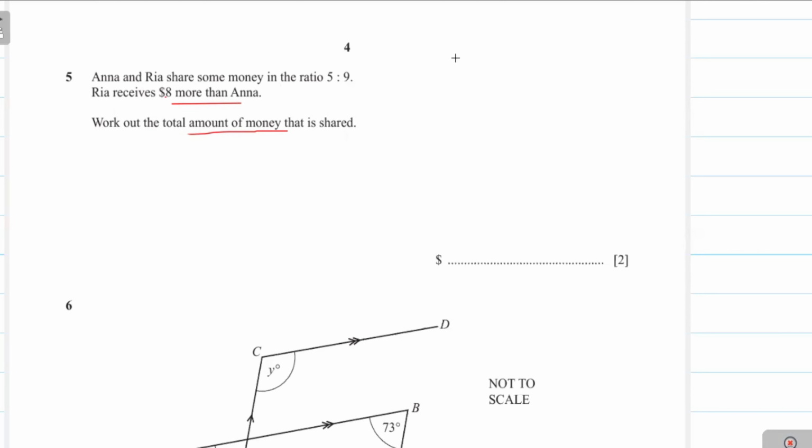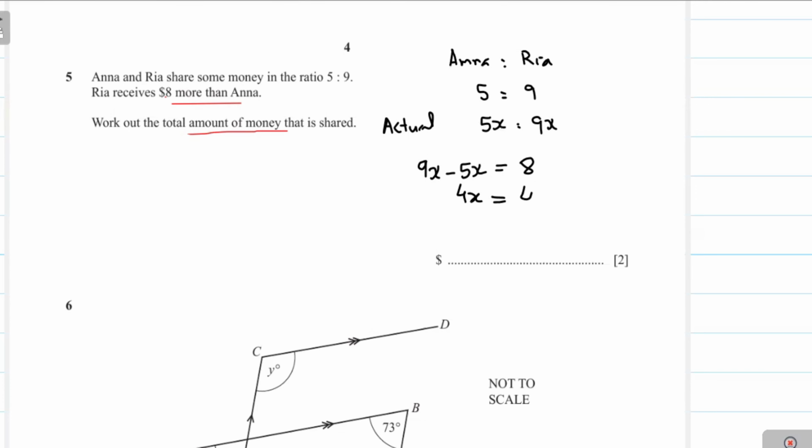You see here the Amna and Ria ratio, that is 5:9. The actual values of Amna and Ria, we suppose, are 5x and 9x. And you see here Ria received $8 more than Amna. So it means the difference 9x minus 5x equals 8. Therefore, 4x equals 8 and x equals $2.